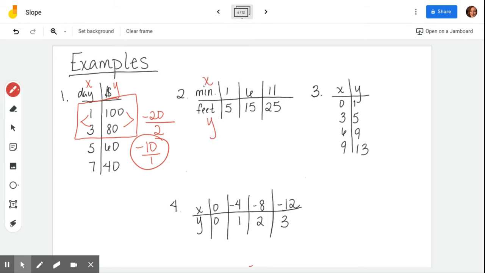There we go. X and Y. Rise to the top, so Y is to the top. So we're going to focus on the Y's. I'm just going to do these first 2 set of points there.